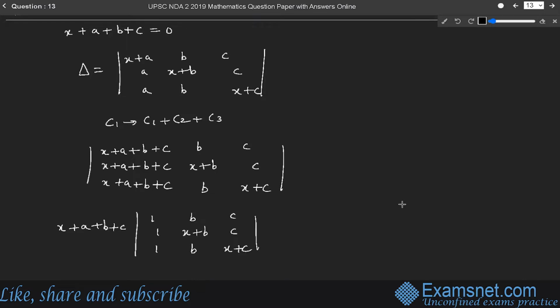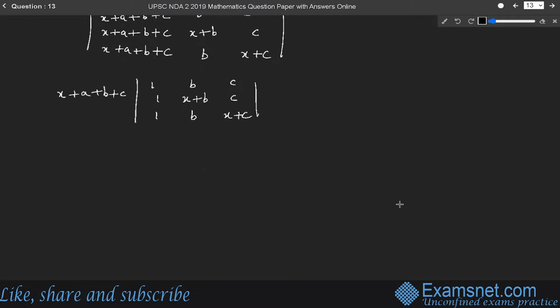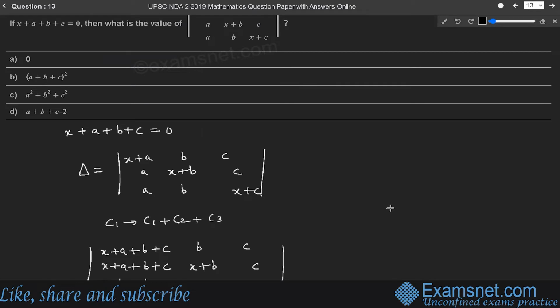It is given that x plus a plus b plus c is 0. So 0 into this determinant will also be equal to 0. So we can say that the value of this given determinant is 0. Hence the correct option will be option number A here.